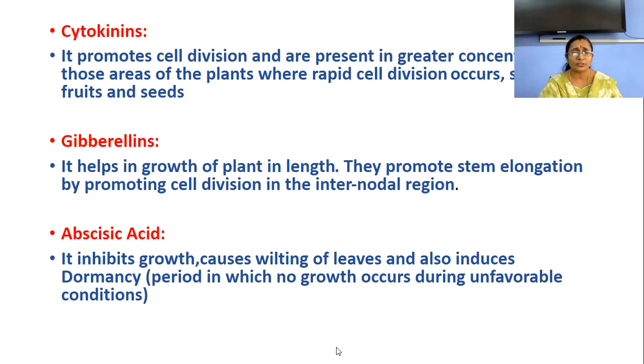Then all hormones need not always be promotory. Sometimes there are some hormones that do inhibitive functions also. That is also necessary for the plant. Abscisic acid is one such hormone which acts as an inhibitor. It inhibits growth, it causes wilting of leaves. Sometimes it also induces dormancy, that is a period in which there will be no growth.